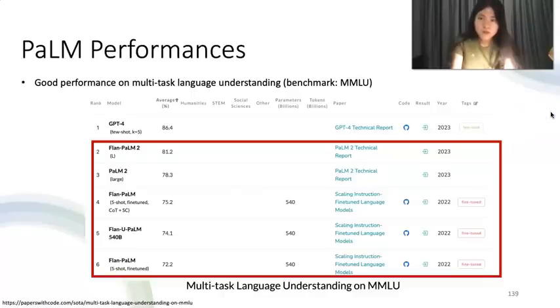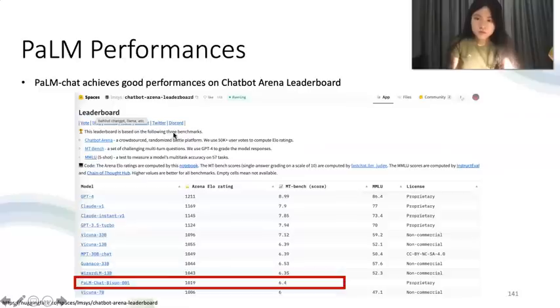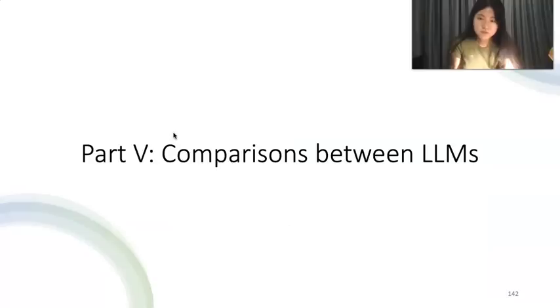And FLAN-PaLM has achieved good performance on the multitask language understanding benchmark, that is the MMLU. The performance is just below GPT-4, so it's promising. It's already very good. And here on the Chatbot Arena leaderboard, the PaLM Chat model has also achieved good performance.